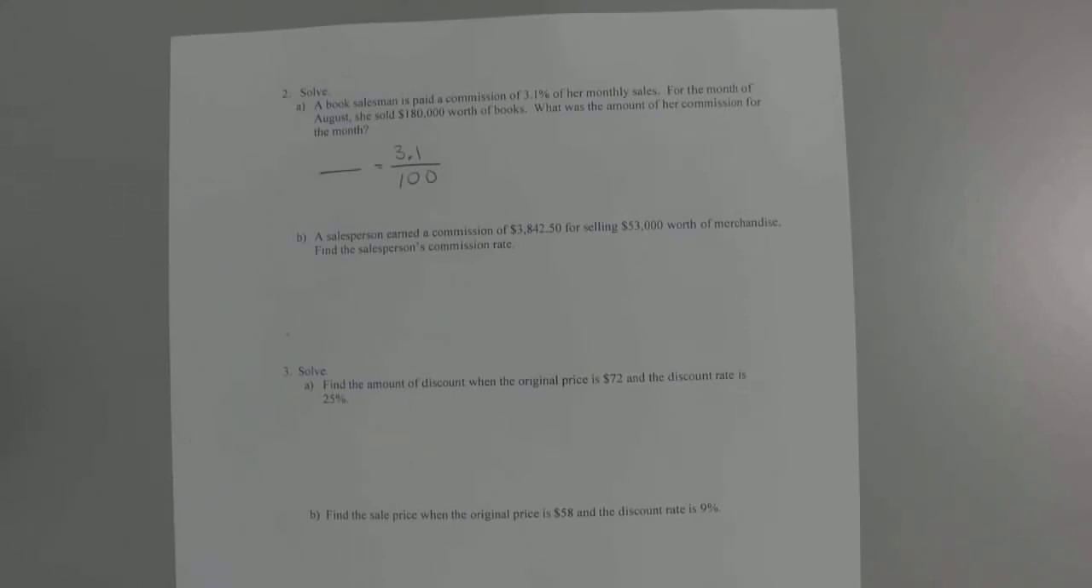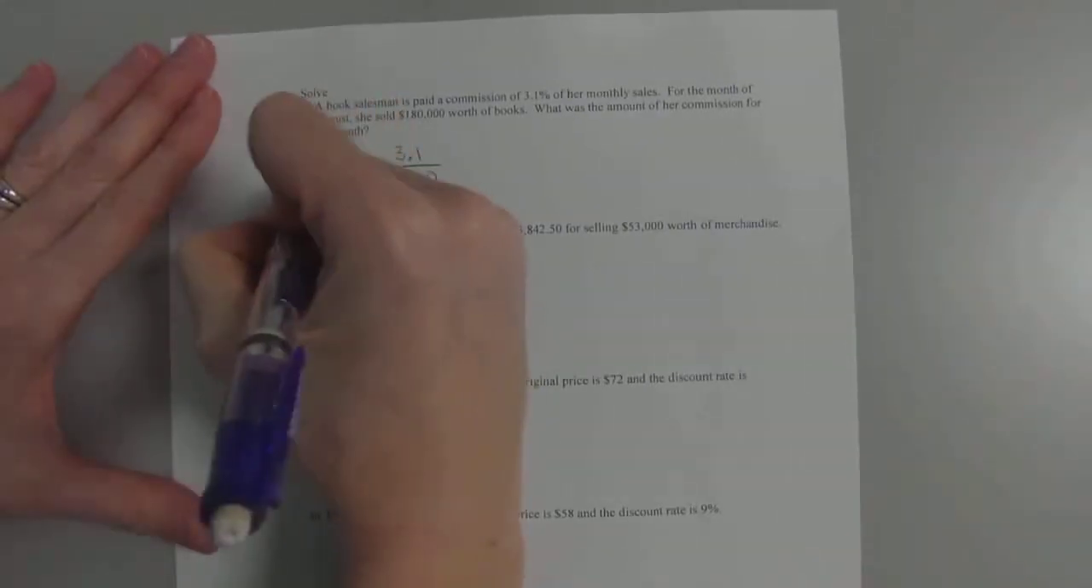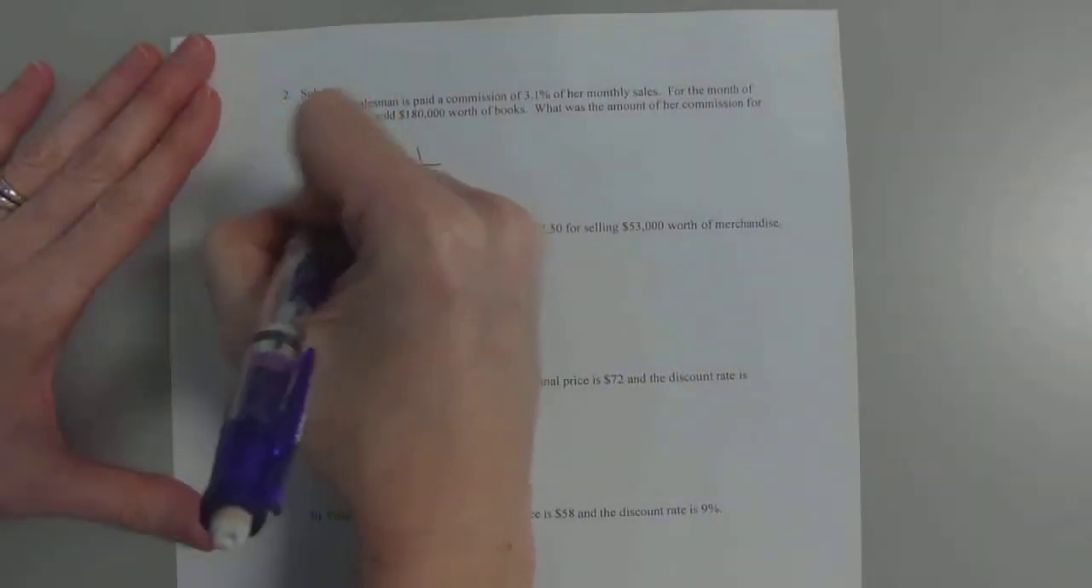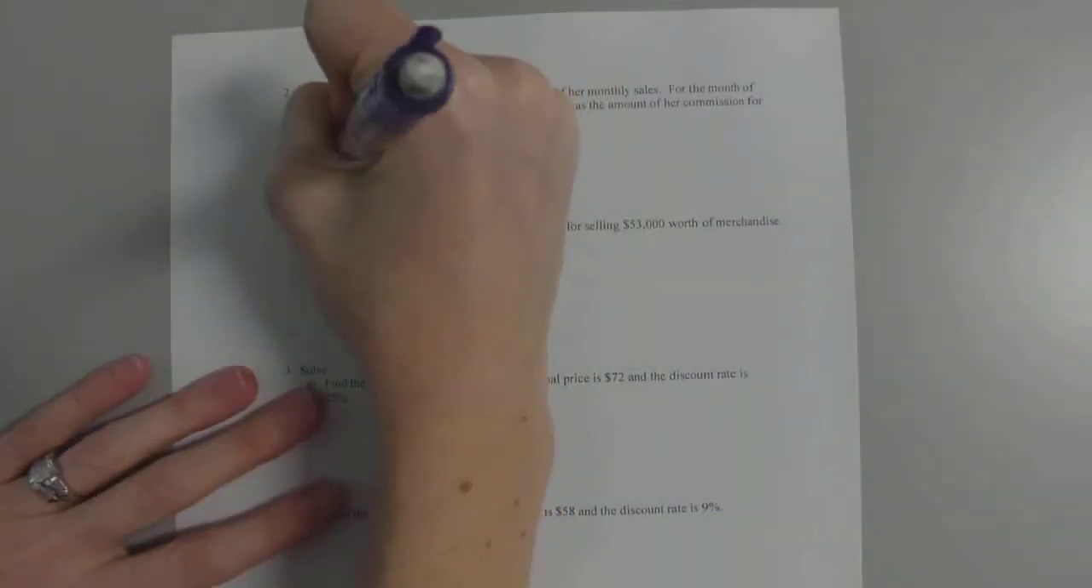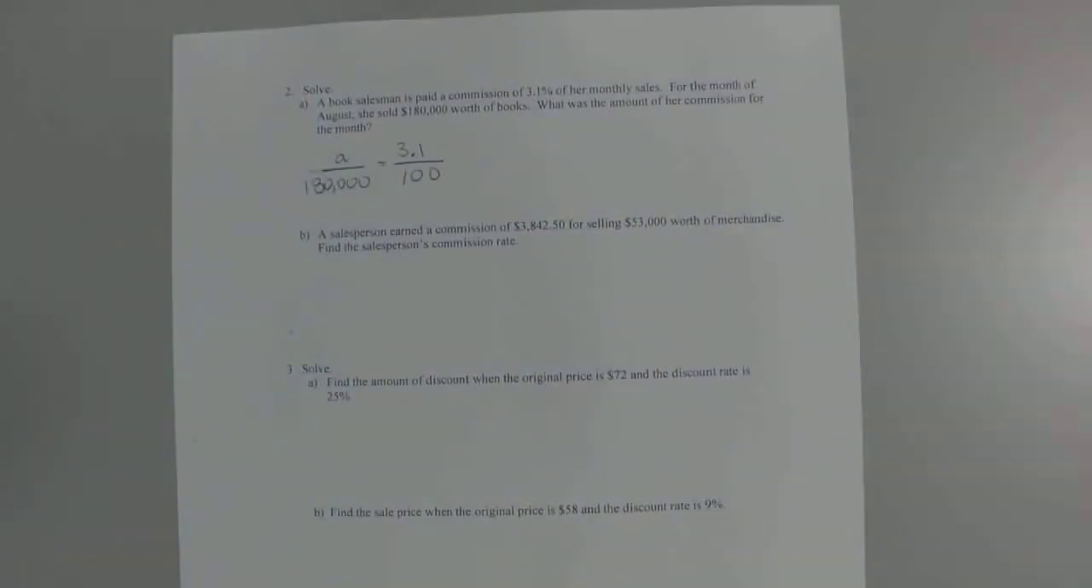For the month of August, she sold $180,000 worth of books. Where's the $180,000 going to go? On the bottom, because that's the total amount. It's the base, right? What was the amount of her commission? Her commission will always be that small number on top, the A.